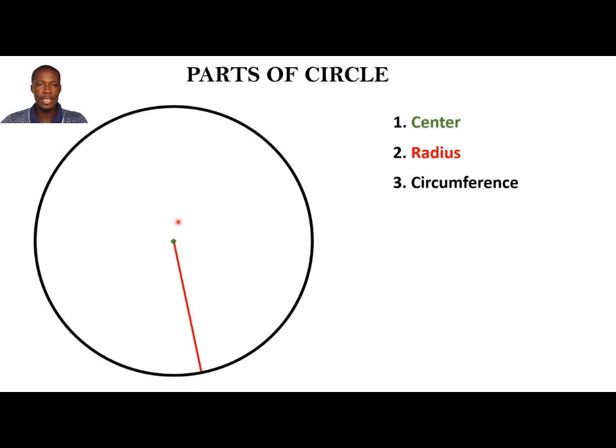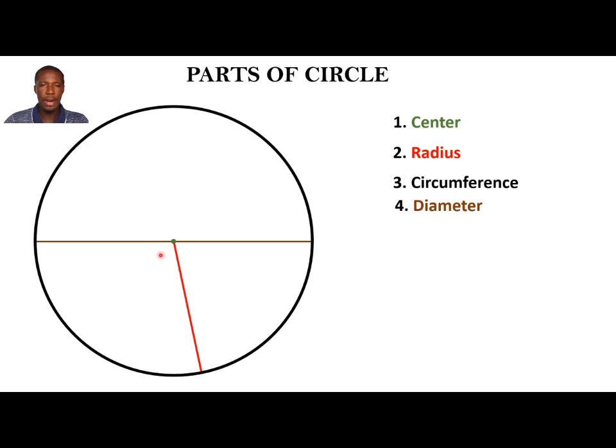Now the distance between the fixed point and the circumference is our radius. So how big or small a circle will be depends on the radius. We also have the diameter. The diameter is a straight line that passes through the center. It divides the circle into two equal halves.